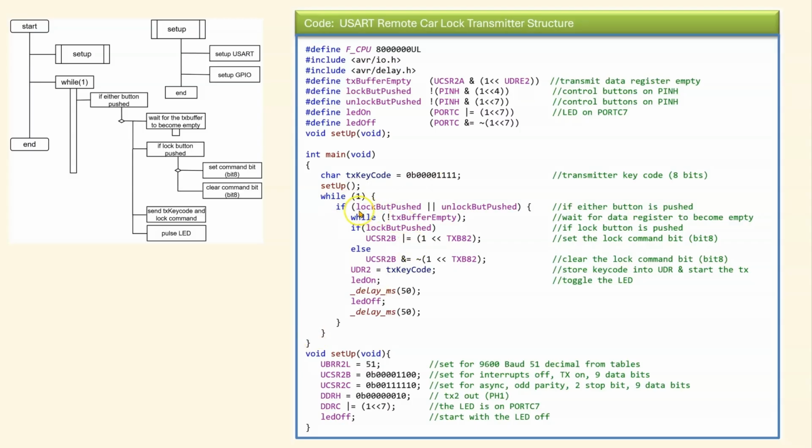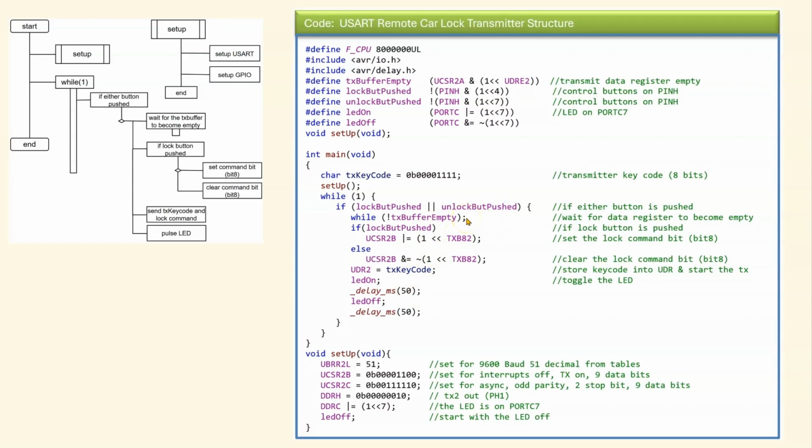Now this statement here is an if. I could have used a while, but I've used an if. Now this is a bitwise OR, which means that if either the lock button is pushed or the unlock button is pushed, then we'll go into this part here.